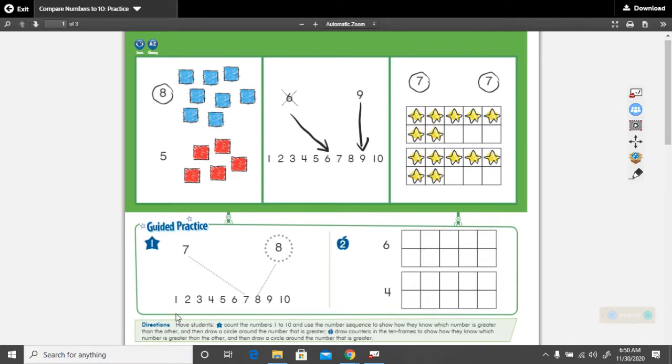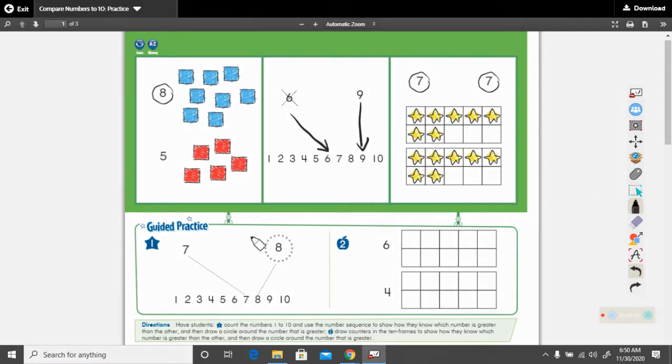So let's count them first. Count really loud with me. Ready? 1, 2, 3, 4, 5, 6, 7, 8, 9, 10. Did you count really loud?